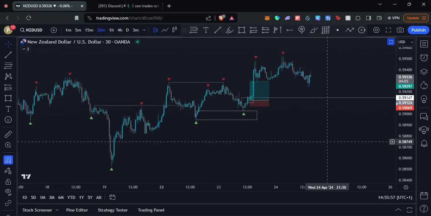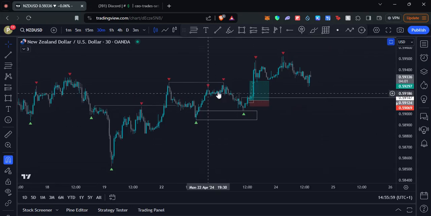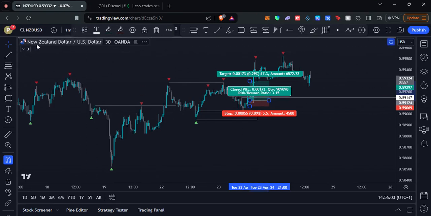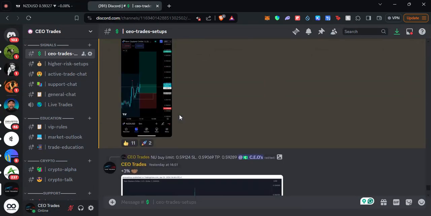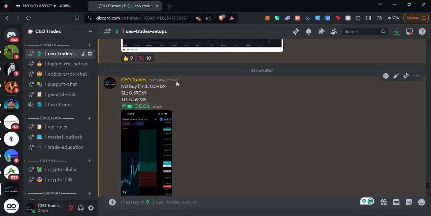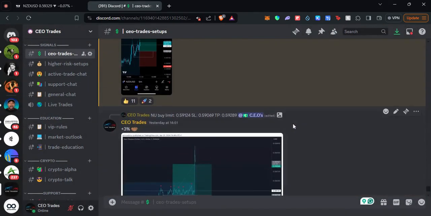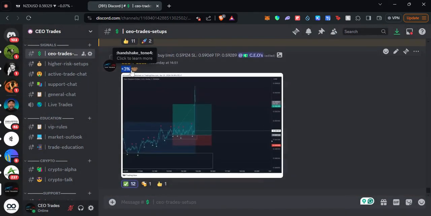Okay guys, so in today's video I wanted to break down this absolutely beautiful 1 to 3 risk to reward trade that we took on the New Zealand dollar versus the US dollar. As you can see, yesterday I sent this buy limit into the Discord for everyone to take with me, and we closed this out for a beautiful 3% gain on the account.